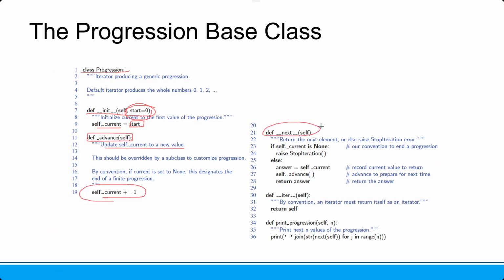Next means I want to check what the current value is. If the current is None, then you can see raise. You still remember raise? Raise means I want to give an error message. If it is an error, then we use the error message from StopIteration. Otherwise, the answer will be the current number. Advance means I go to the next number and then show the answer.